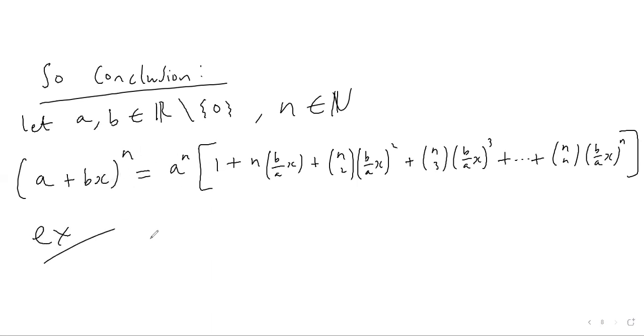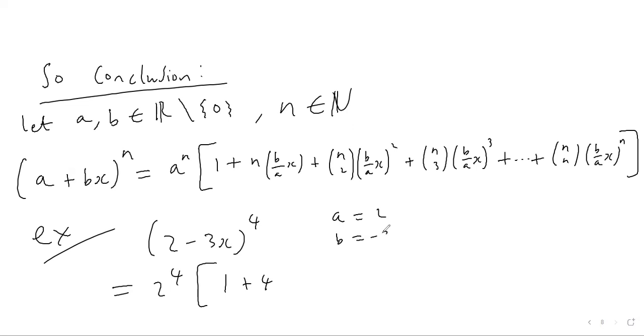So as an example, if you've got again 2 minus 3x, let's just do to the power of 4. So this is going to be 2 to the power of 4 multiplied by 1 plus 4, because that's the n value. So let's just make this clear. In this case here, a is 2, b is minus 3, and n is going to be 4. So this is going to give us 4 times minus 3 over 2x, plus n choose 2.